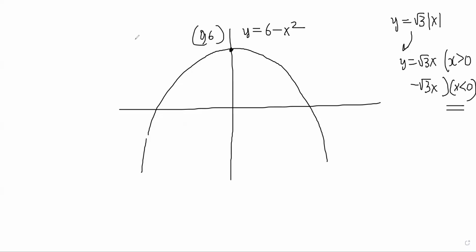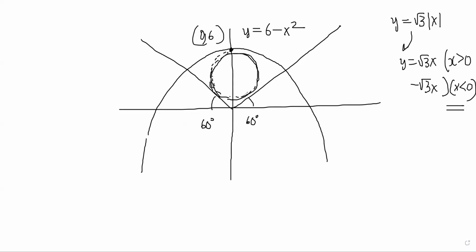So minus root 3x will be a 60-degree line like this. And root 3x will be a line like this. This angle is 60, and this angle is also 60, right? So now I have to make a circle of minimum area that touches these three things, the parabola, and also touches these lines, right? Okay, so maybe my circle looks like this. And it touches these lines and it touches the parabola as well, right? Okay, so the circle has to have minimum area also.